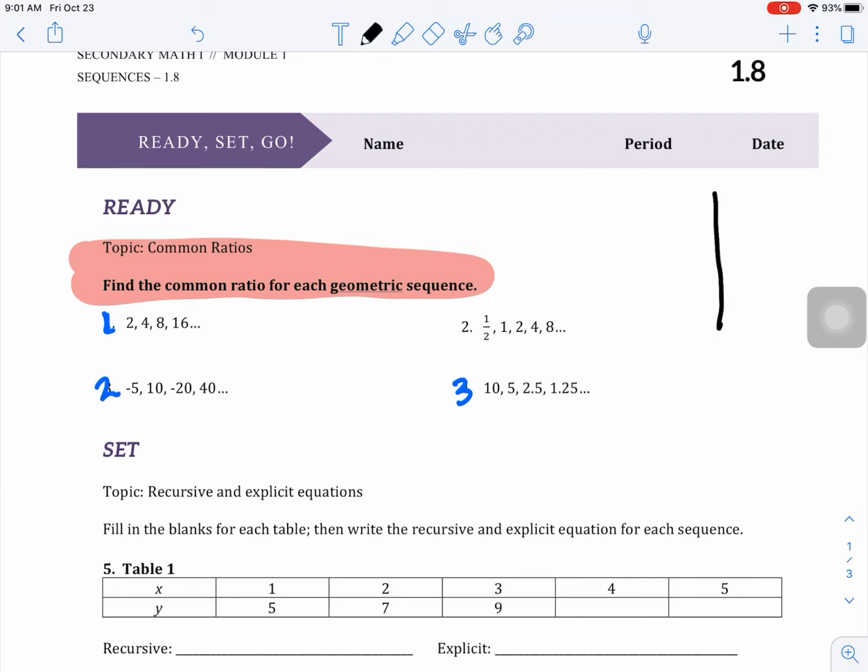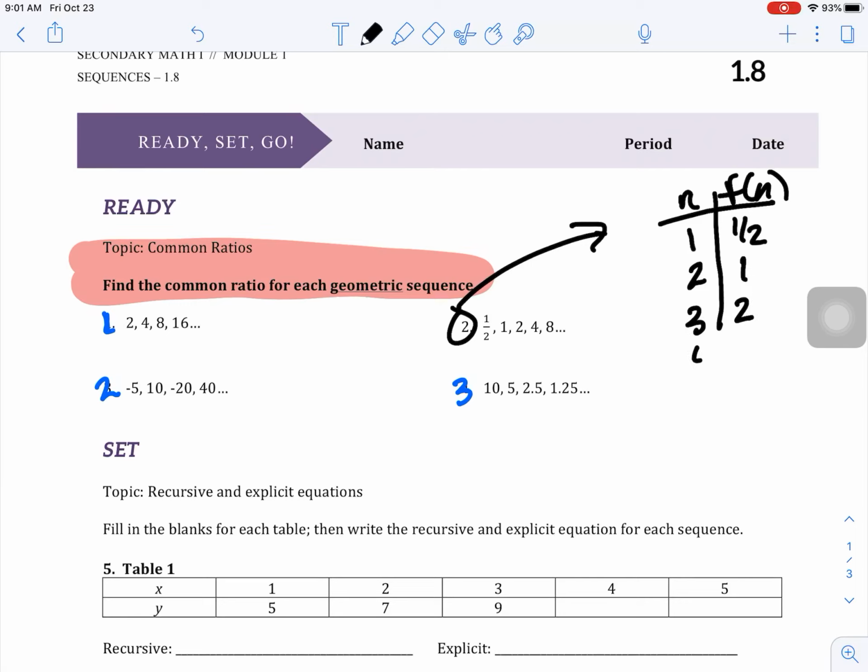So I'm going to do number 2, and I'm going to make a table just so you can see my thinking. The first term is 1/2. The second term is 1. The third term is 2. The fourth term is 4. And the fifth term is 8.